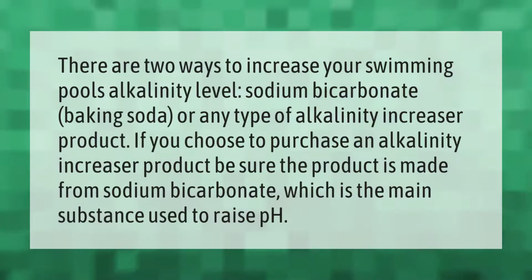There are 2 ways to increase your swimming pool's alkalinity level: sodium bicarbonate, baking soda, or any type of alkalinity increaser product. If you choose to purchase an alkalinity increaser product, be sure the product is made from sodium bicarbonate, which is the main substance used to raise pH.